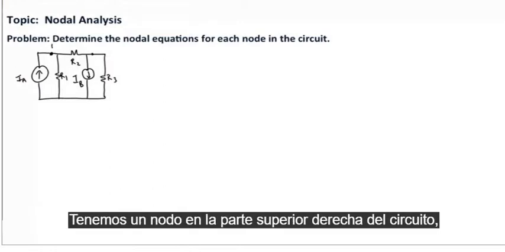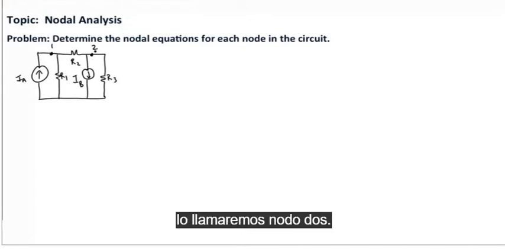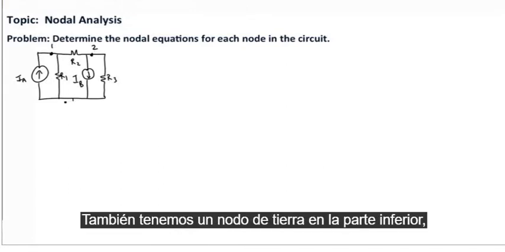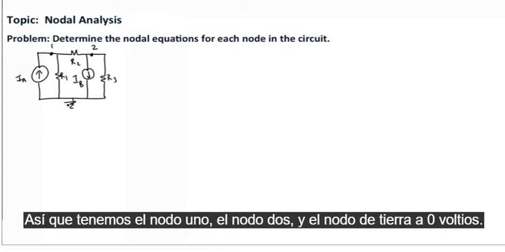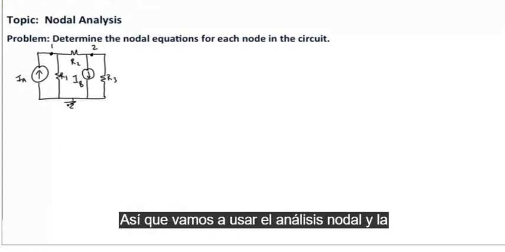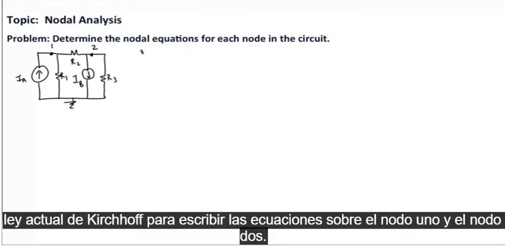We have a node at the upper right-hand side of the circuit. We'll call it node 2. We also have the ground node at the bottom, which we know is at 0 volts, associated with the circuit. So we have node 1, node 2, and the ground node at 0 volts. So we're going to use nodal analysis and Kirchhoff's current law to write the equations about node 1 and node 2.